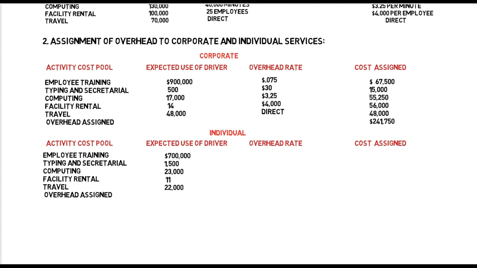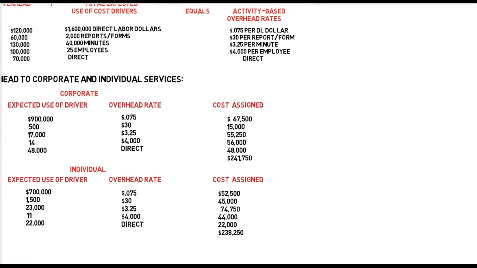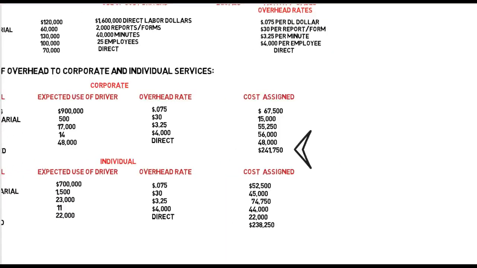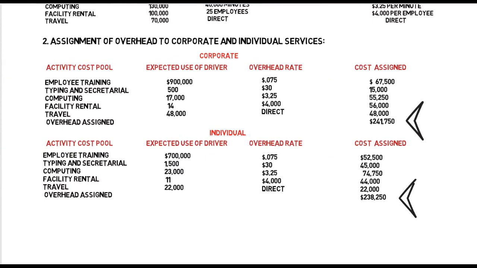Now we do exactly the same with the individual part of the business. Same cost pools, but different expected use of the driver, and the same overhead rates. And we multiply that through to assign the costs to this division of the law firm, the individual's division. And in this way, we get a total cost of $238,250. Now you see they're fairly close, $240 and $240.